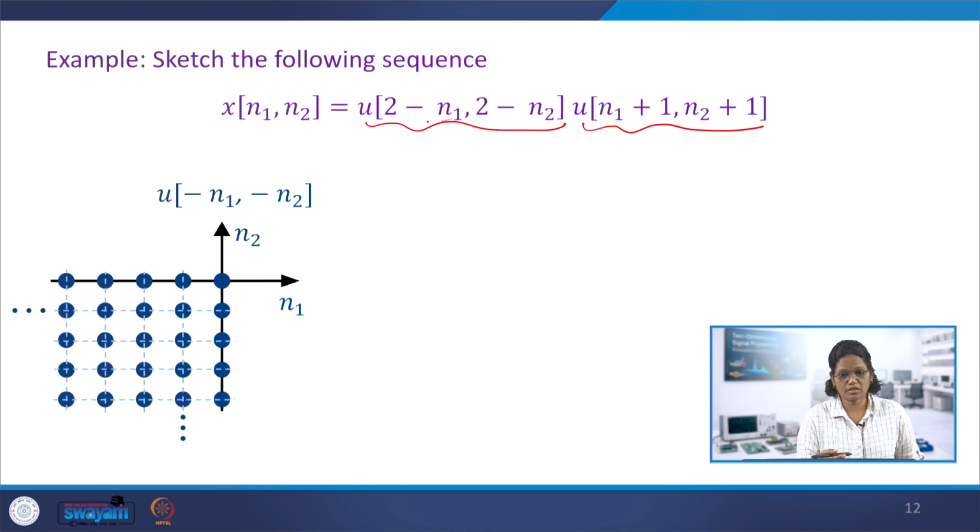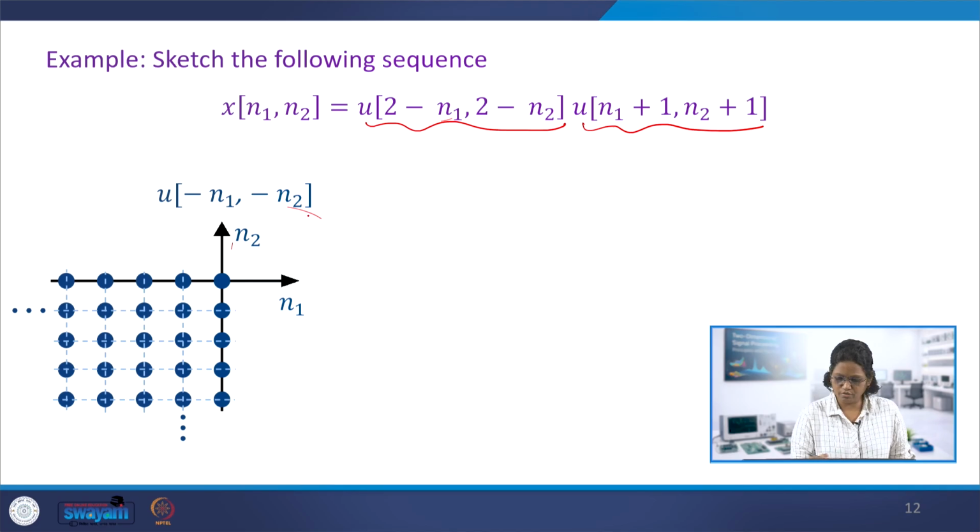As we have learnt in the signal operations, you can shift it and then do the scaling. Here it is the other way around. This is minus n1 minus n2, that means flipping the sequence first. U of n1 comma n2 is a first quadrant sequence where n1 and n2 are greater than or equal to 0. That's the 2D step sequence. But with minus n1 and minus n2, the first quadrant is flipped, a mirror image. Here it would appear in the third quadrant.